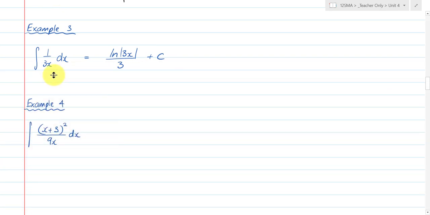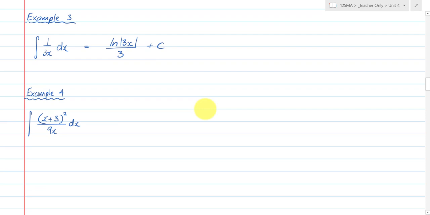That's our solution there. And example 4: if we integrate (x plus 3) squared over 9x, this question requires us to recognize that, yes, we are going to head down the path of having a log function in our integral, because that's what this topic is on. But we have to do a little bit first. We have to realize that (x plus 3) squared is x squared plus 6x plus 9, and that's all over 9x, with respect to x.